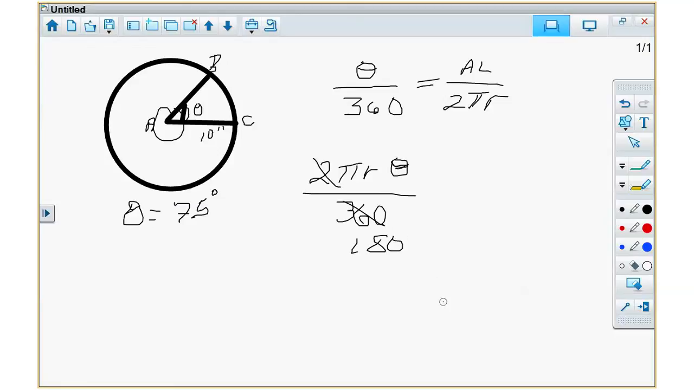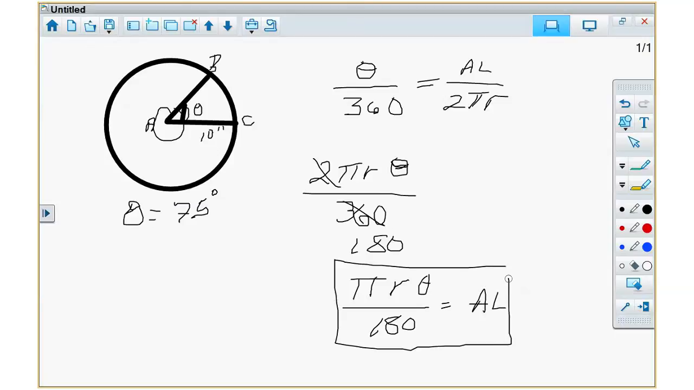And the reason I'm doing this is for a reason. This formula that you see right here, pi r theta over 180, is the actual formula that you'll see in traffic engineering for horizontal curves, for those that take civil engineering. You're going to see a derivation of it, especially the pi over 180 r theta, within the horizontal curves.